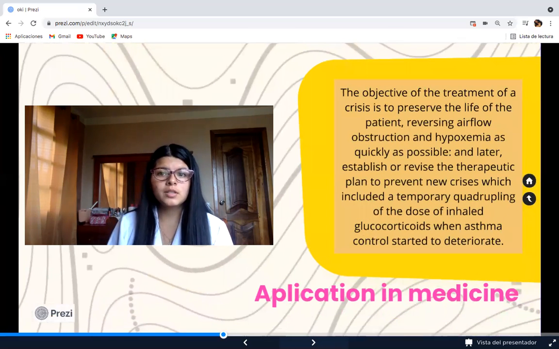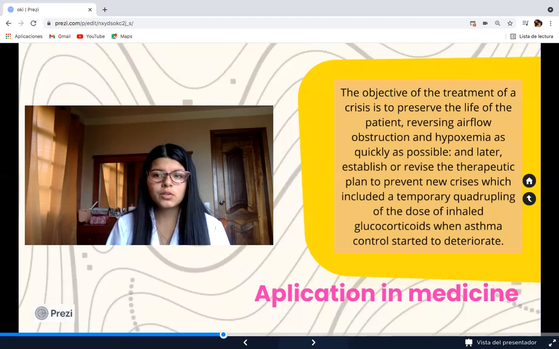Application in medicine. The objective of the treatment of a crisis is to preserve the life of the patient, reversing airflow obstruction and hypoxemia as quickly as possible, and later establish or revise the therapeutic plan to prevent new cases, which included some temporary quadrupling of the dose of inhaled glucocorticoids when asthma control started to deteriorate.